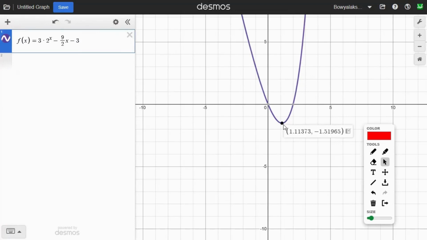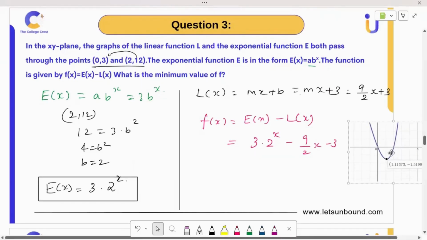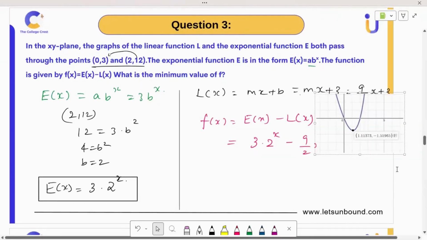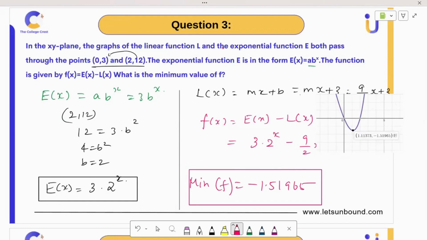Okay, negative 1.5 big since we are checking the minimum. Right. Let me go back to the whiteboard. And we are finalizing the solution now. Like we are completing every problem. So this is the answer. Negative 1.51965 is the minimum value. That's simple.